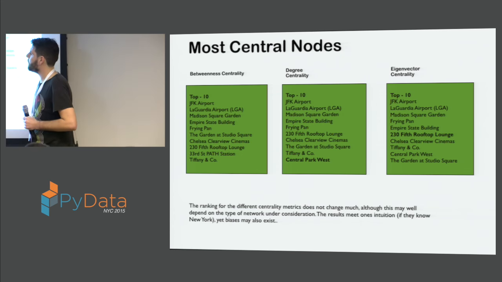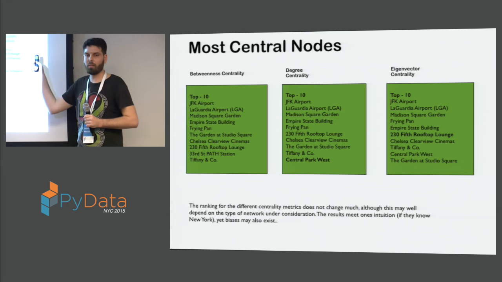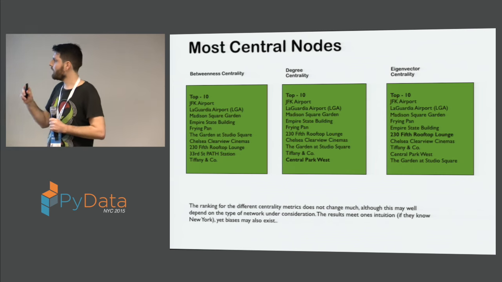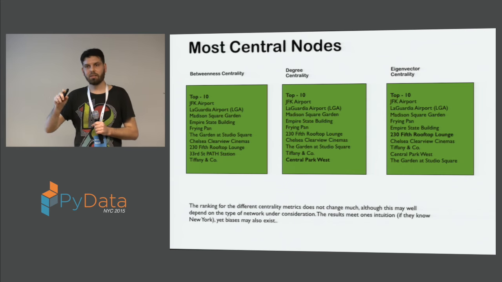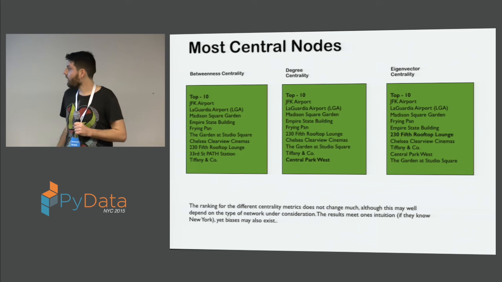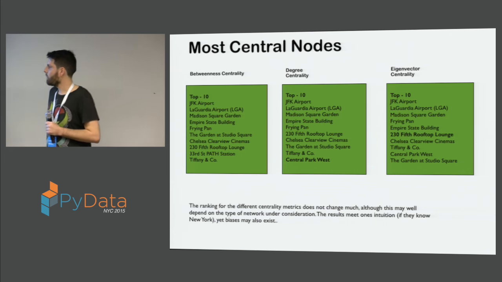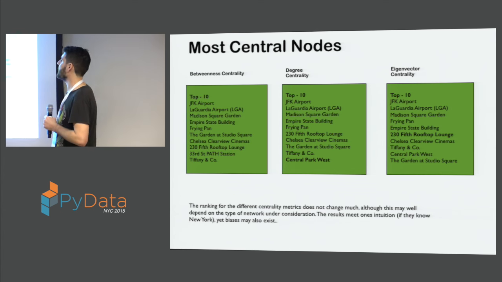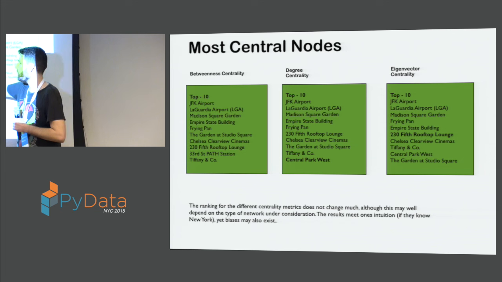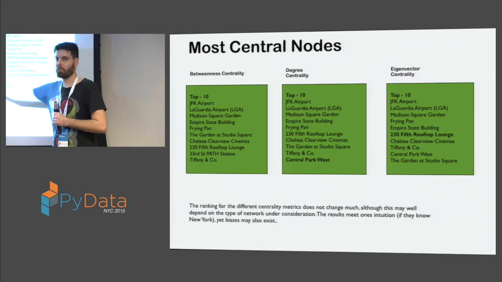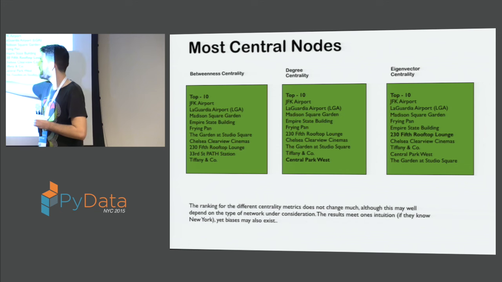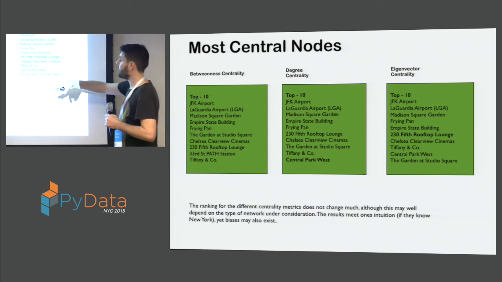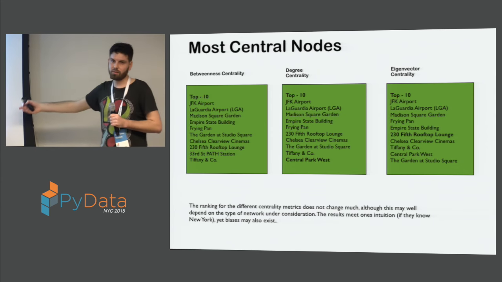So you can see that airports tend to be at the top of the list. You can see that there is a very high correlation, at least at the top 10, in terms of the places that you find for those centrality metrics. But you have outliers as well, right? For example, Central Park West, which is the west side of Central Park and is a place in Foursquare, appears in the top 10 for degree centrality, but has low betweenness centrality, so it doesn't appear in the top 10, and lower eigenvector centrality as well.